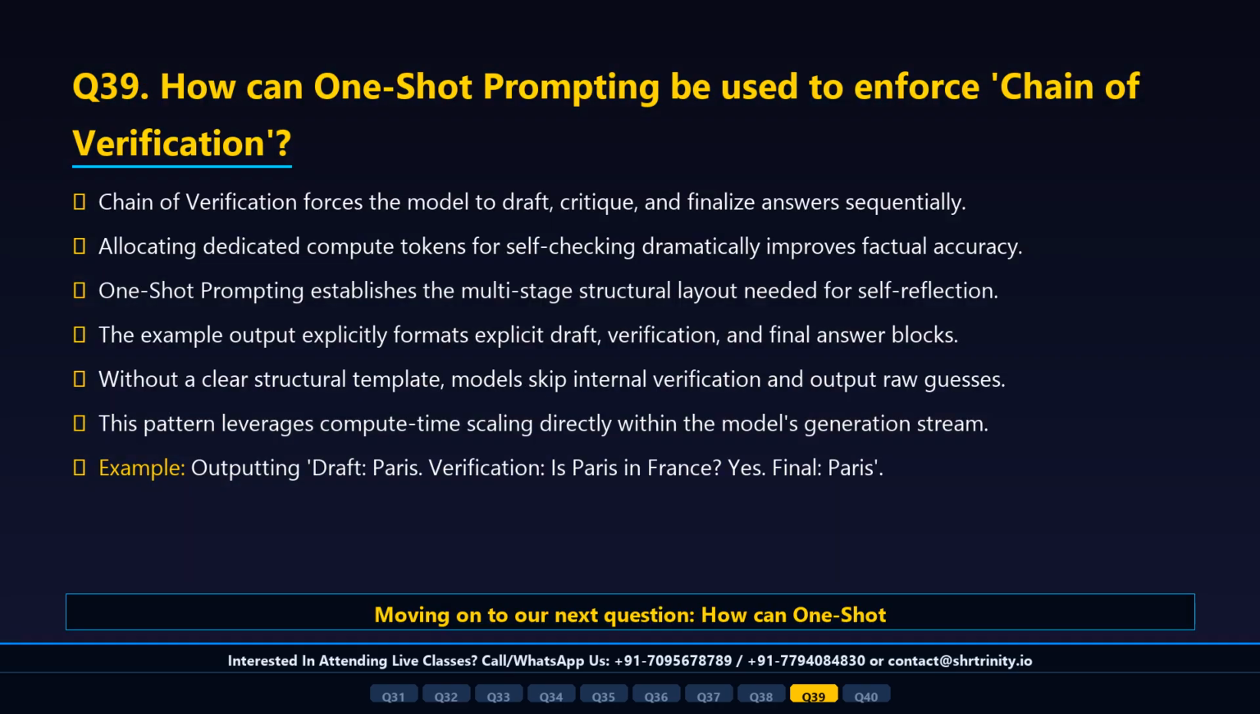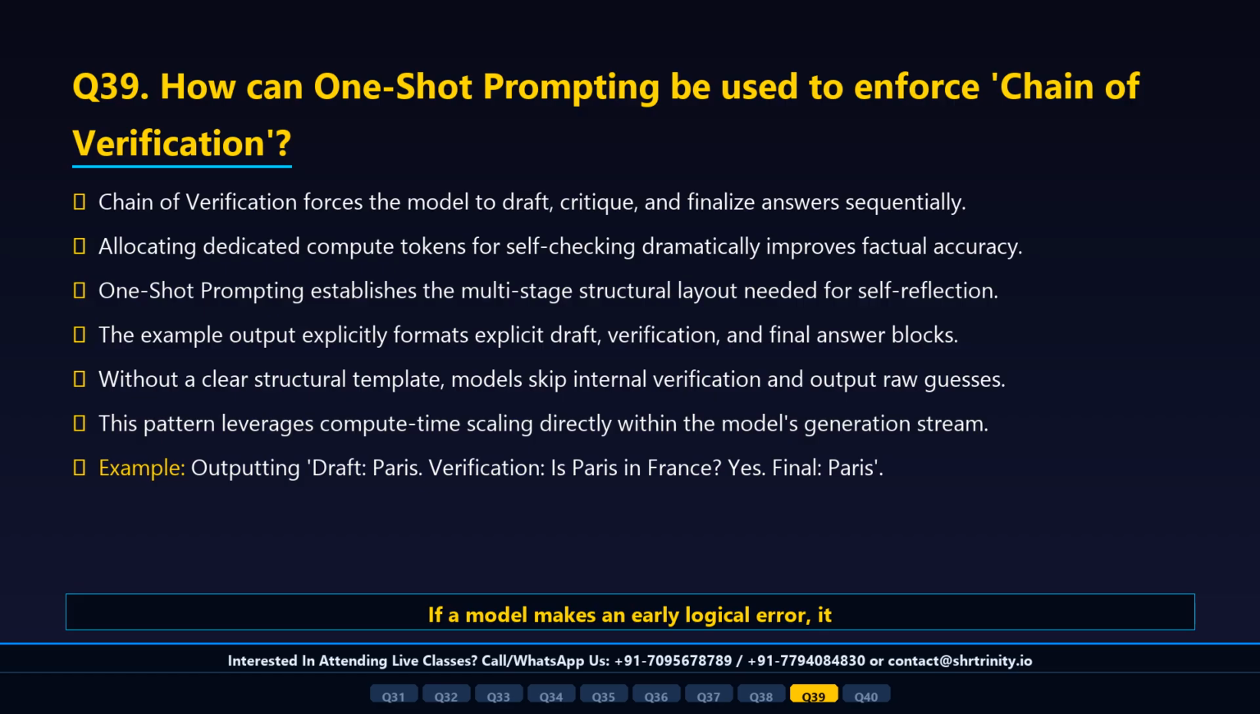Moving on to our next question: how can one-shot prompting be used to enforce chain of verification? Welcome back. Today we are exploring chain of verification, a powerful technique that forces an LLM to double-check its own logic before providing a final answer. Left to themselves, models output responses linearly without re-evaluating earlier tokens. If a model makes an early logical error, it continues down that flawed path.